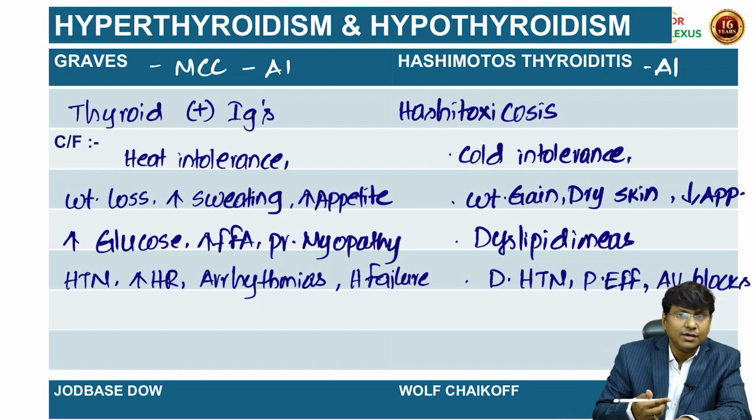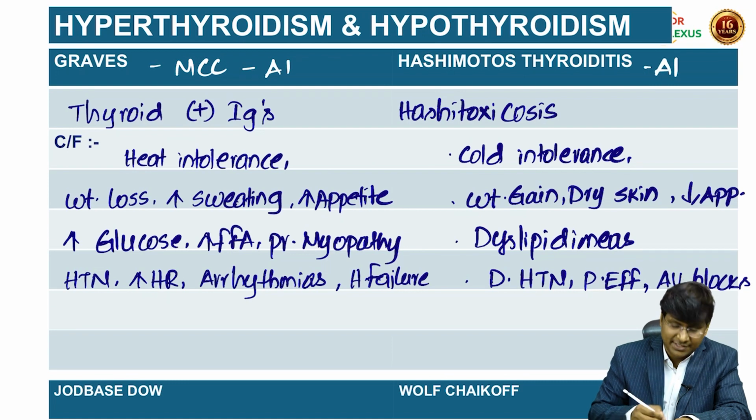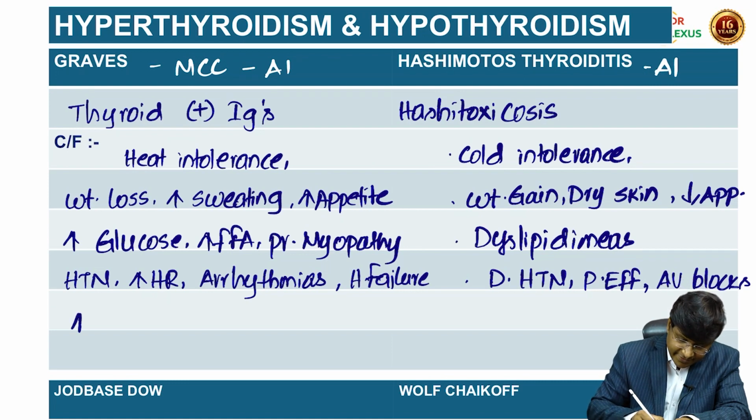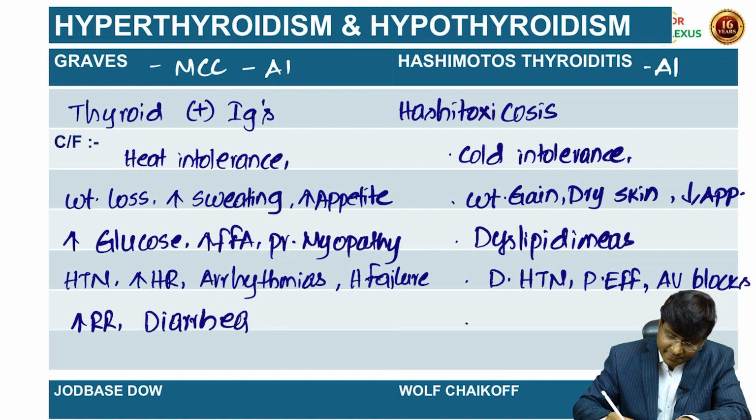Then you take the respiratory and gastrointestinal involvement. In Graves, there will be tachypnea, and in the gastrointestinal system they will have diarrhea. Whereas in hypothyroidism, there will be a decrease in respiratory rate causing type 2 respiratory failure, and these patients will have constipation.